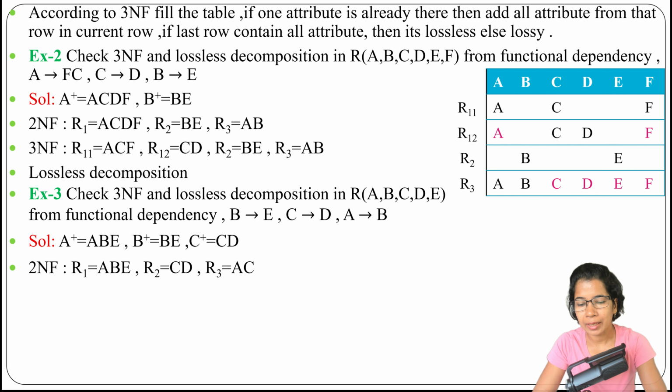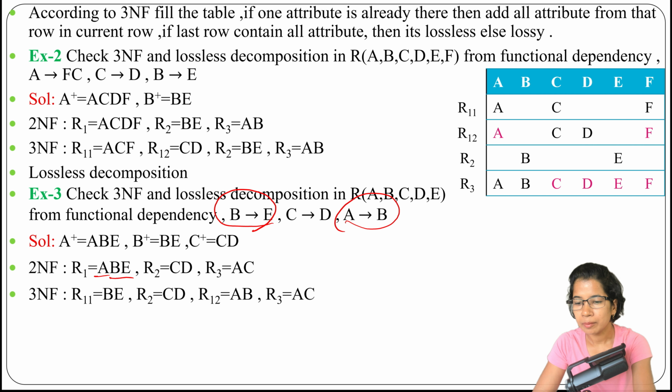Now in 3NF, we'll remove the transitive dependencies. So BE will separate from AB. This is a transitive dependency, right? AB will be in one table, BE will be in one table. R2 and R3 will be the same. Just R1 will decompose into 2 tables. R11 BE, R12 AB, R2 and R3 are the same.